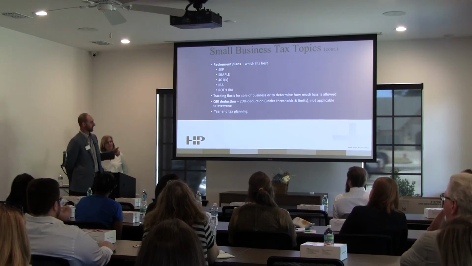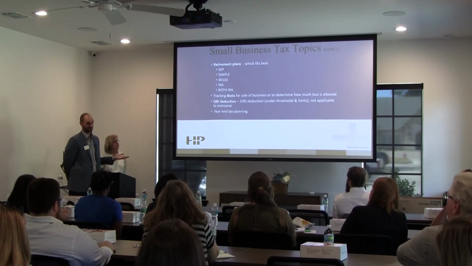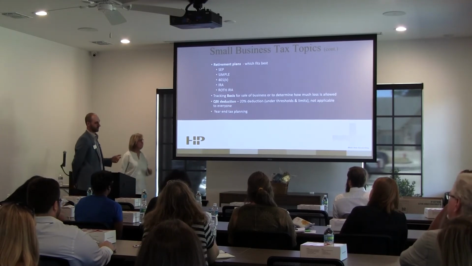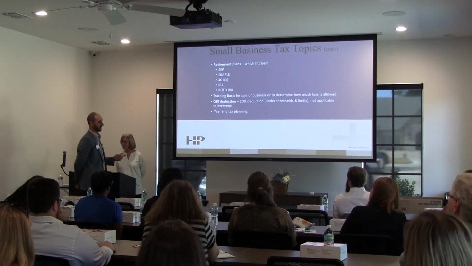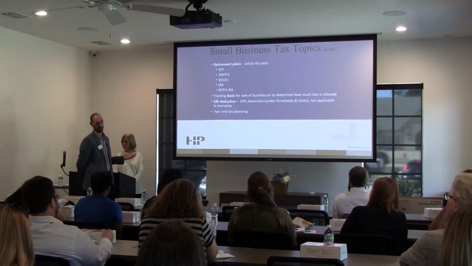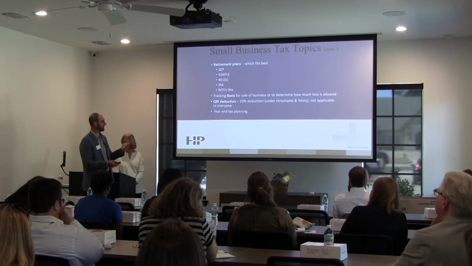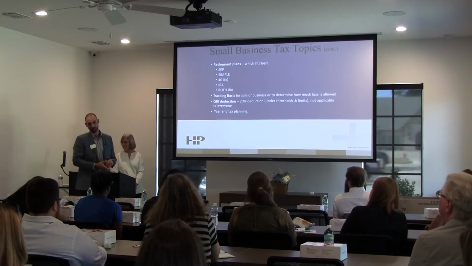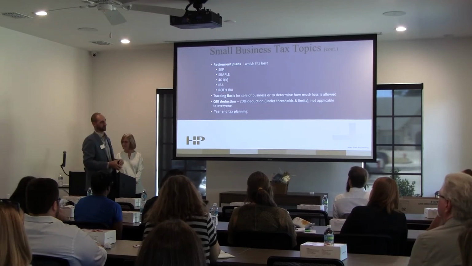IRAs, you're limited on how much you can contribute every year, and it's a pretty low limit. It's about $5,000. 401k, you can put in much more than that. So if you have an employer-sponsored 401k plan, you can put in about $20,000 or more in any given year. So big difference there. With the rest of them, it's kind of the same. They all have their own specific rules for how much you can contribute.